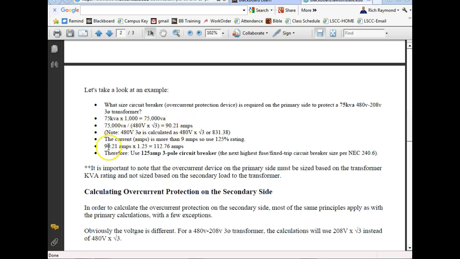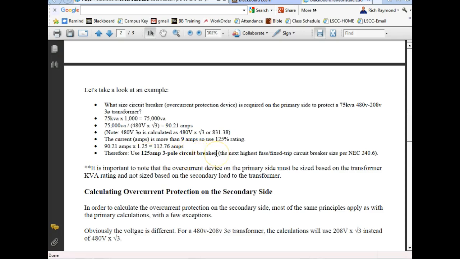And then of course 125% is 1.25. So this is what we would fuse it as. And we can't do it more than that. So since that isn't a standard fuse, then what would we do? We would round down to the next lower value. Does that make sense? So what they did is they chose a 125 amp 3-pole circuit breaker.